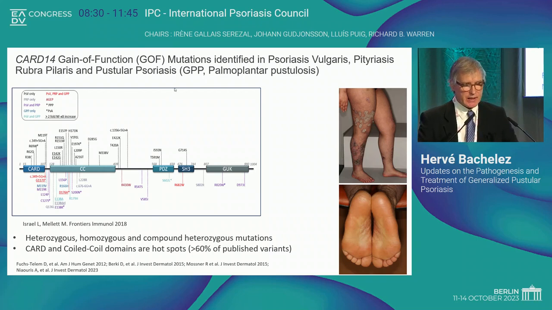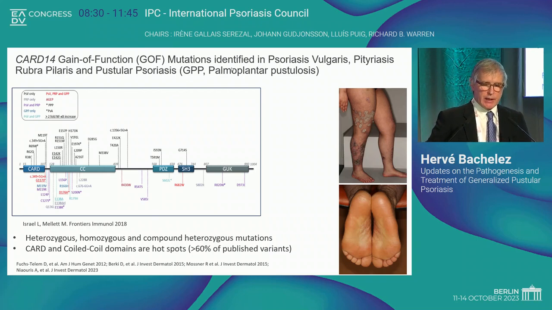This is a keratinocyte expressing gene. So the mutations were identified, interestingly enough, first by Anne Bocock in the Mendelian form of psoriasis vulgaris plus or minus psoriatic arthritis, pityriasis rubra pilaris, and pustular psoriasis, essentially GPP, but also palmoplantar pustulosis. And I attract your attention to this mutation in red, which is intersecting, meaning the same mutation has been identified in cases of Mendelian psoriasis vulgaris, in PRP, pityriasis rubra pilaris, but also in GPP.